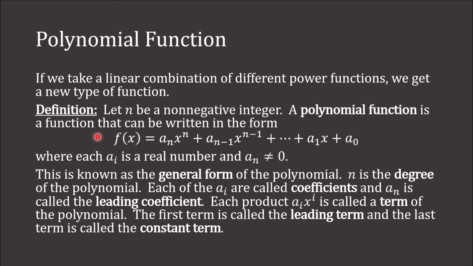So this form right here is known as the general form of the polynomial. N is the degree of the polynomial, so the degree is the largest power that appears. Each of the a sub i's are called the coefficients, where a sub n is the leading coefficient. Each product, a sub i x to the i, is called a term of the polynomial. This first term will be called the leading term, and this final term is the constant term.